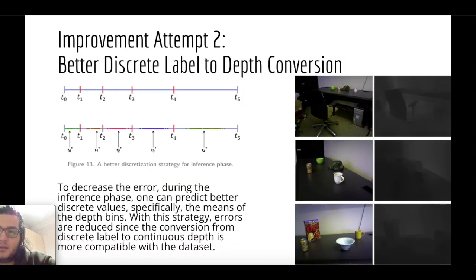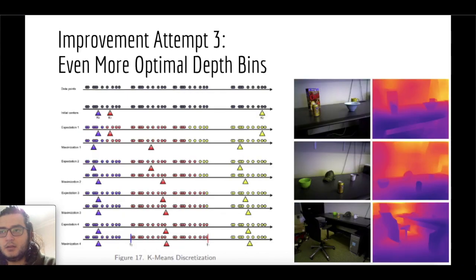And to decrease the error during the inference phase, we can also predict better discrete labels, specifically the means of the depth bins. With this strategy, errors are reduced since the conversion from discrete label to continuous label is more compatible with the dataset. So you can see the results in the figures on the right, but the differences are too small with respect to previous methods, so the effect of the improvement attempt is unclear to the human eye. And for discretization, an even more optimal strategy is to use k-means discretization. It's a very powerful technique for converting continuous data into discrete categories. And again, you can see some of the outputs for validation images.